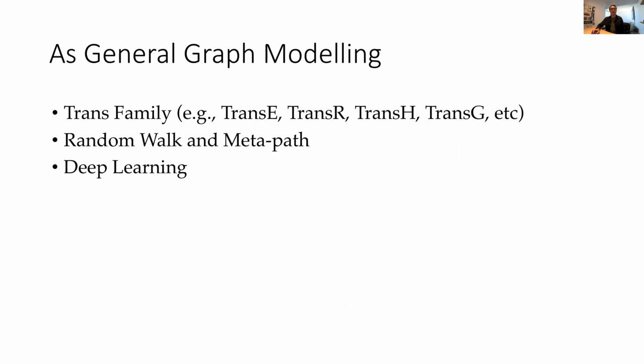To model recommender systems, general graph modeling approaches are still prevalent at the moment. The methods can be categorized into knowledge graph completion-based methods, such as the famous TransE family of translation-based methods, including, for example, TransE, TransR, TransH, TransG, and so on. Apart from that, random walk-based approaches and deep learning-based approaches are also dominant in recent years.